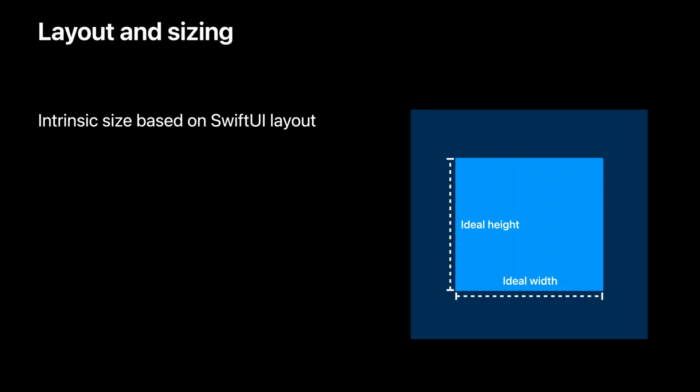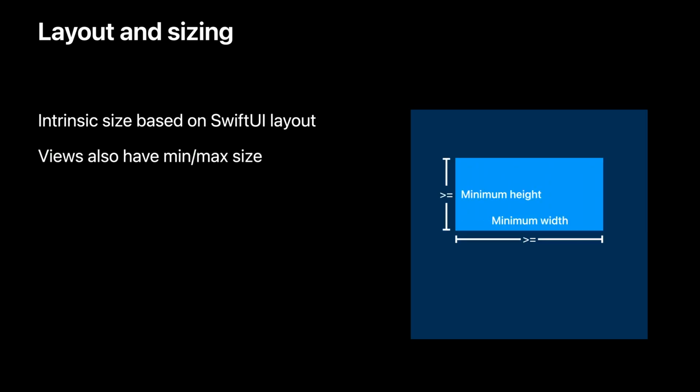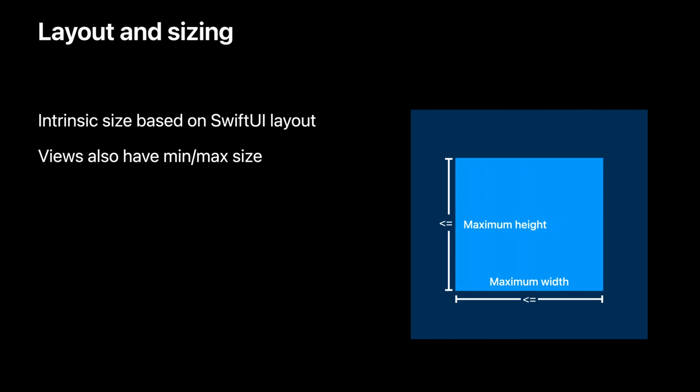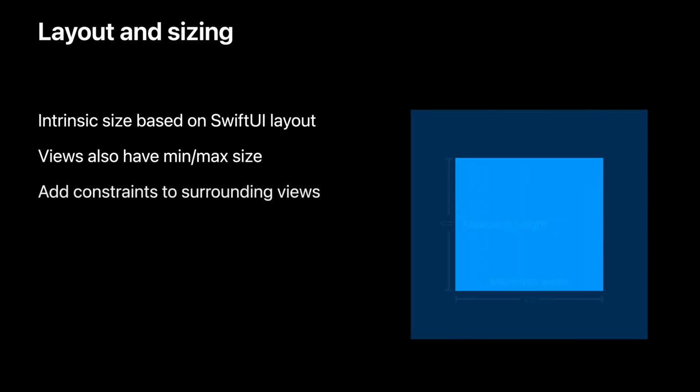Hosting controllers and hosting views have intrinsic sizes based on the SwiftUI view's ideal width and height. SwiftUI automatically creates and updates auto layout constraints, which the AppKit layout system uses to size the view appropriately. Views are also flexible, meaning they support a variety of sizes between a minimum and a maximum. SwiftUI creates constraints for these as well.